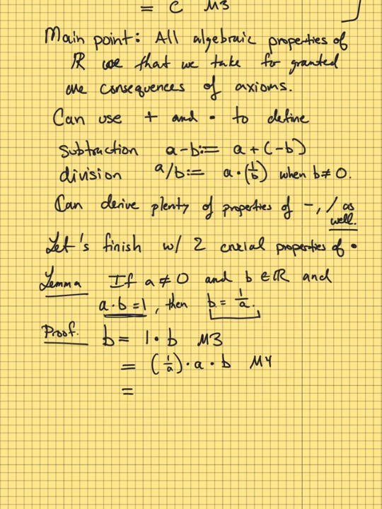So sorry, I should probably say this is, be careful with my parentheses. And this is 1 over a times a, times b by associativity. And then this is 1 over a times 1, now by assumption, right, because we're assuming a times b is 1.